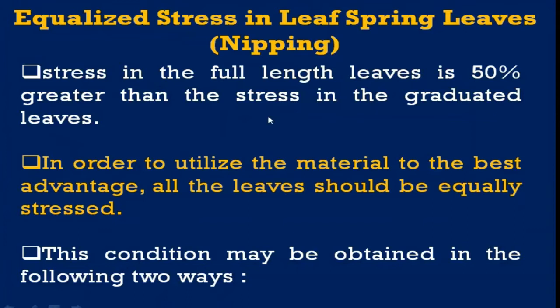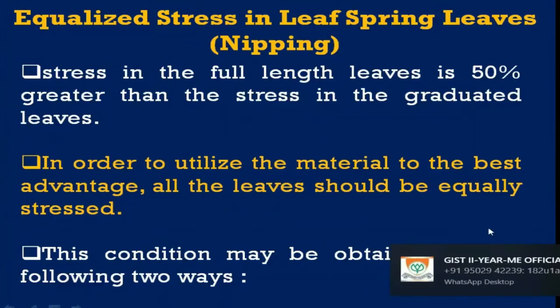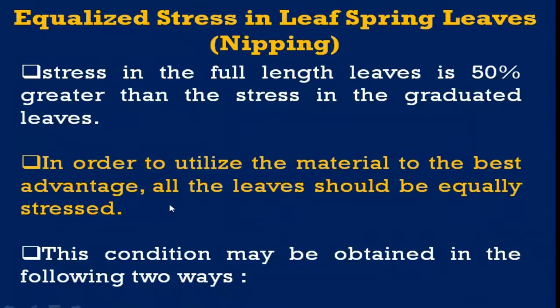Okay, but here, to get the maximum advantage of leaf spring, all the leaves should be equally stressed. So in order to utilize the material to the best advantage, all the leaves should be equally stressed. So then how do you get equal stress in all the leaves of the leaf spring? To make all the leaves with equal stress, we need to consider the concept called nipping. So this condition may be obtained by two methods or by two ways.